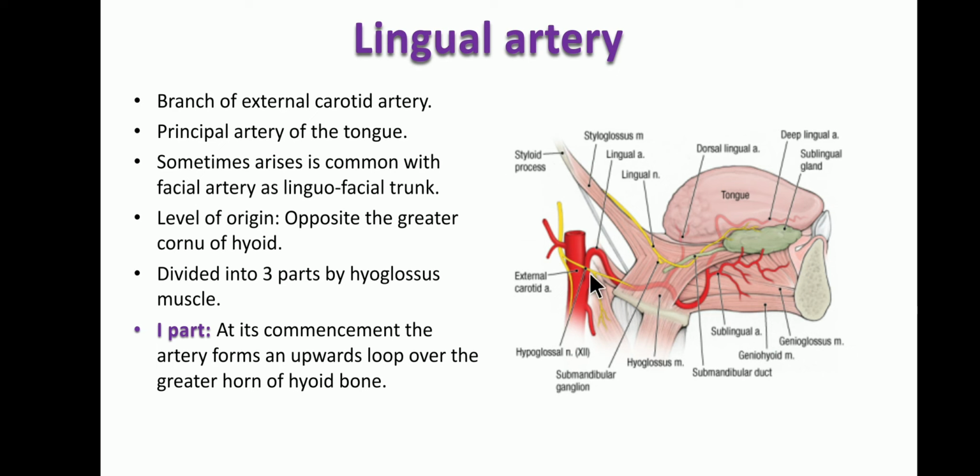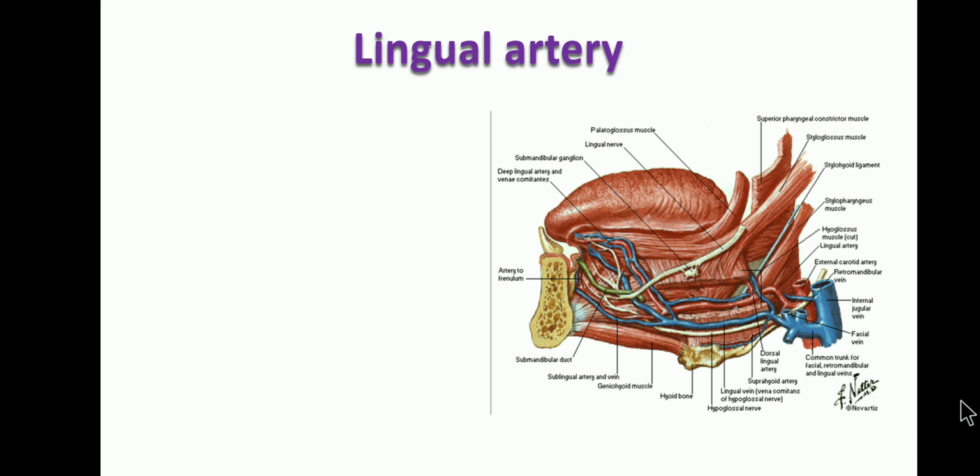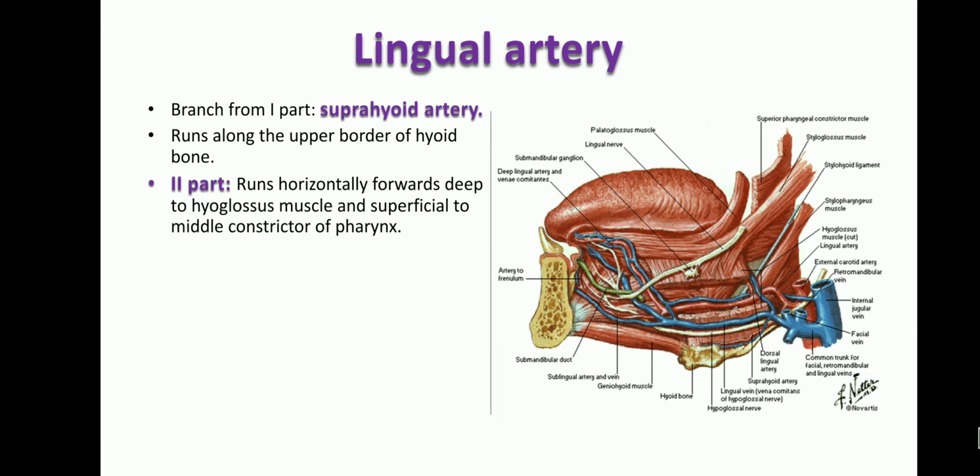So the first part has an upward loop over the greater horn of the hyoid bone, and the branch from the first part is the suprahyoid branch. Okay, the branch from the first part is the suprahyoid branch. So a small branch will be given from the first part. Then coming to the suprahyoid artery, it runs along the upper part of the hyoid bone.